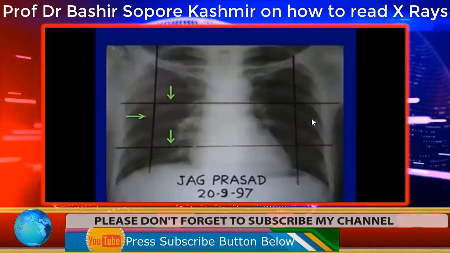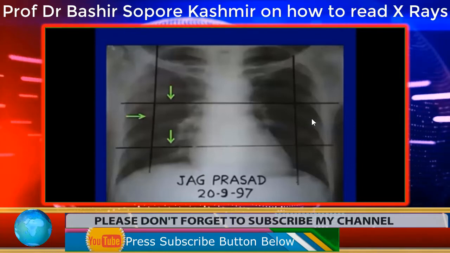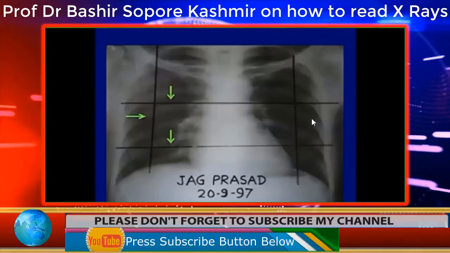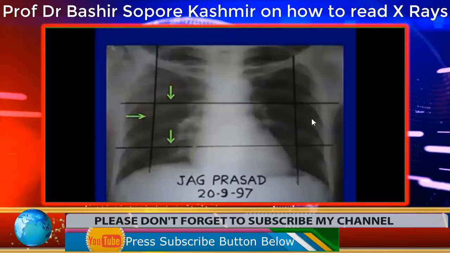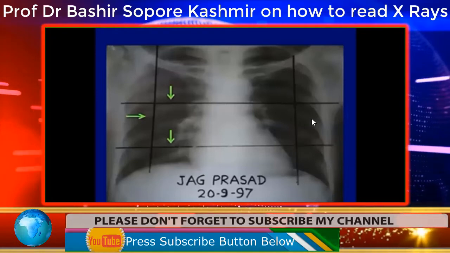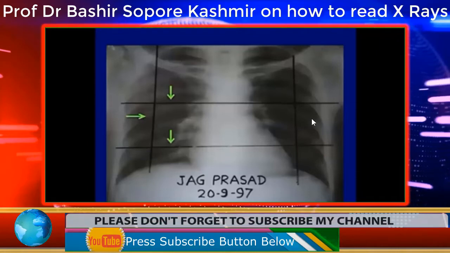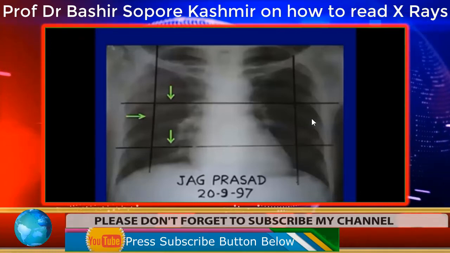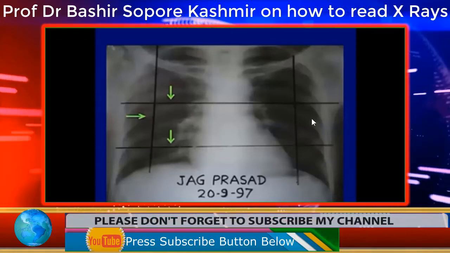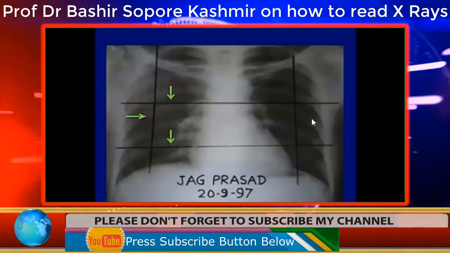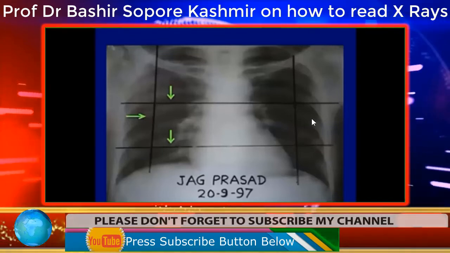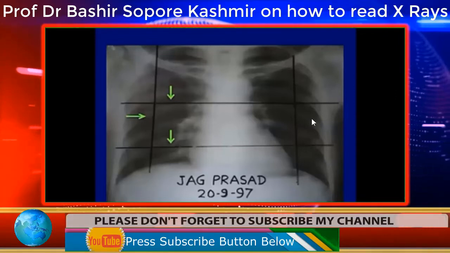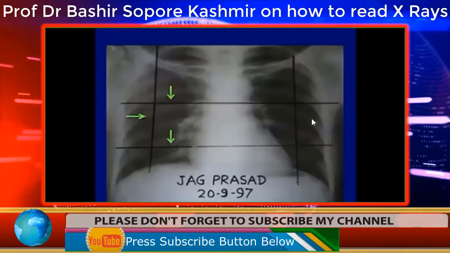With this, I have completed the portion of the radiographs, and we have come to know how to read the radiographs. Once this is uploaded, I will be uploading the abnormal radiographs, and we will be discussing how to make the diagnosis, or how to read the abnormal X-rays. That will be talked about in part 3, part 4, and part 5. I think by completing part 5, almost all the X-rays of the chest will be dealt with.